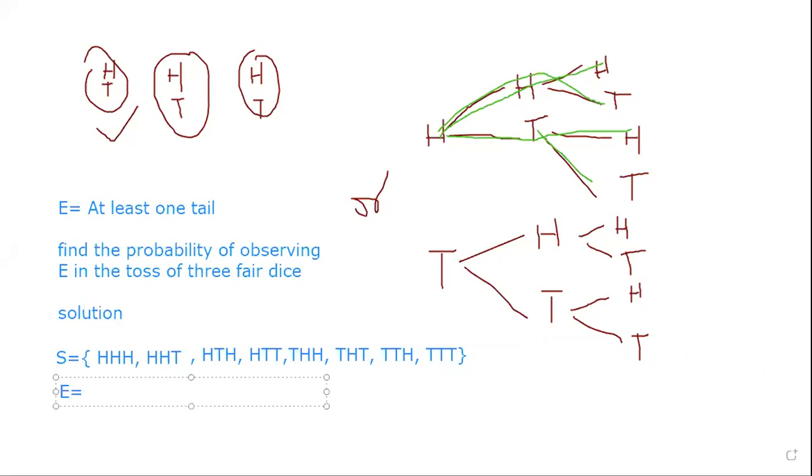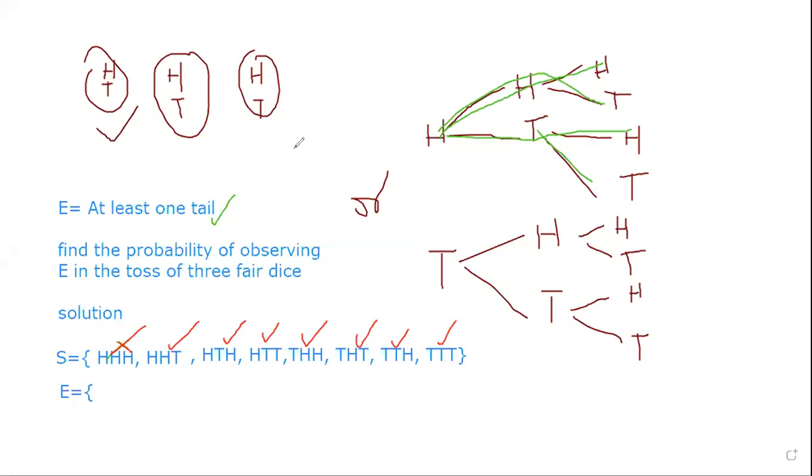So the event is defined as at least one tail. Meaning if you don't get all heads, you should get at least one tail. So let's go and count. Here, there is no tail. So we mark it. It's not part of our event because they are all heads. There is a tail here, one tail. There is a tail here. There is a tail here. There is one tail here. There's one tail here. There are two tails. So they all have tails, okay?